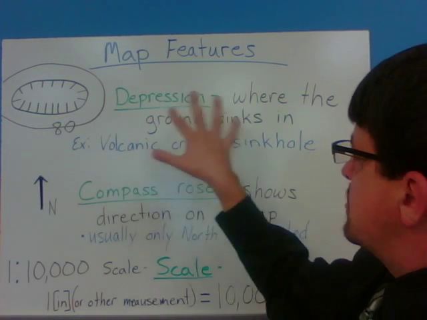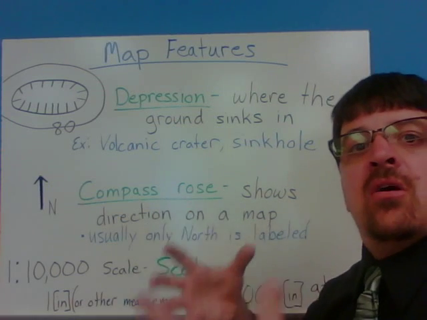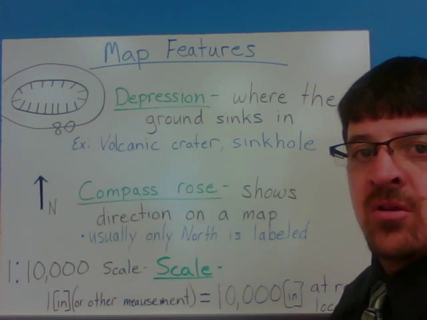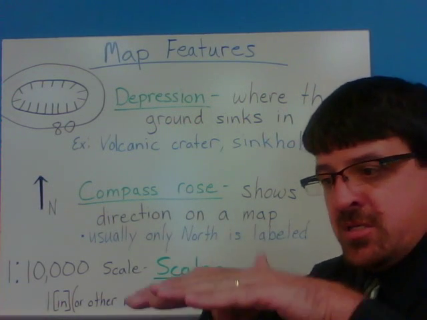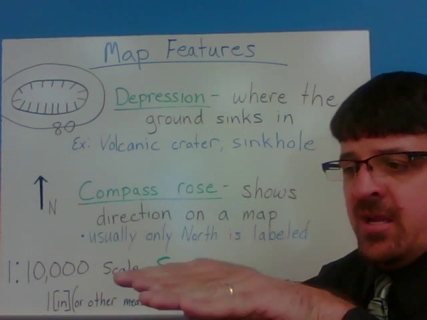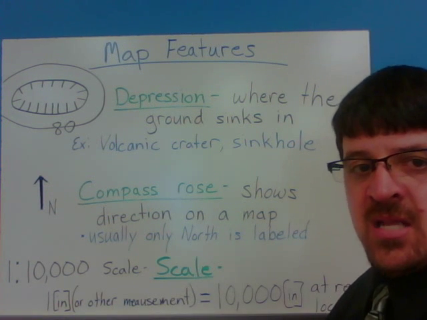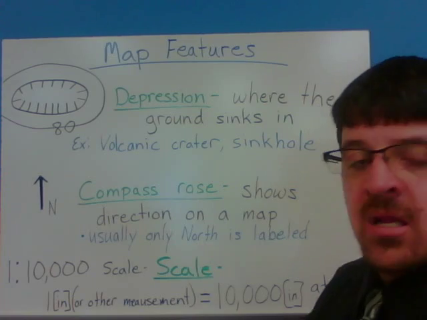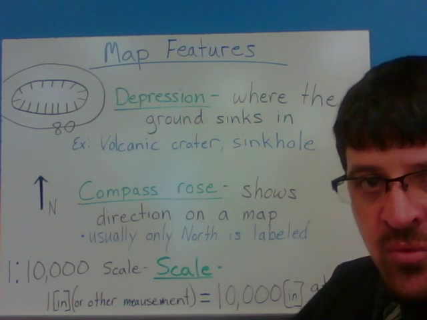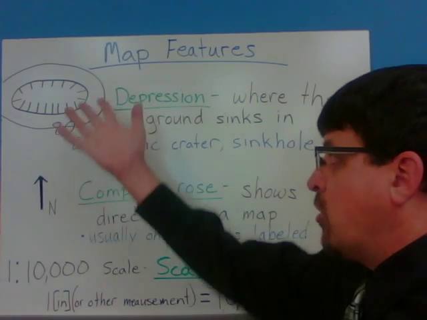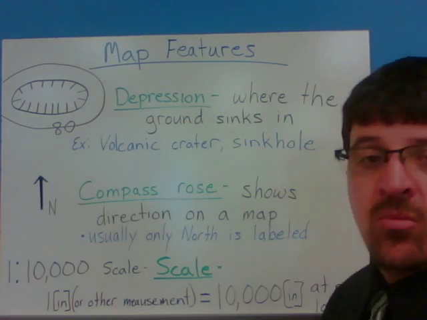This is where the ground sinks in, such as a volcanic crater, the center of a volcano when you go down into the crater of the volcano. A sinkhole, where the ground is typically flat and all of a sudden the ground gives way and kind of caves in, is another example of where you'd see depressions. I did also talk about asteroid strikes. If they were in recent history, they typically would show up as a depression also on a map. There are other examples, but those are the most common ones that we'll ever see.